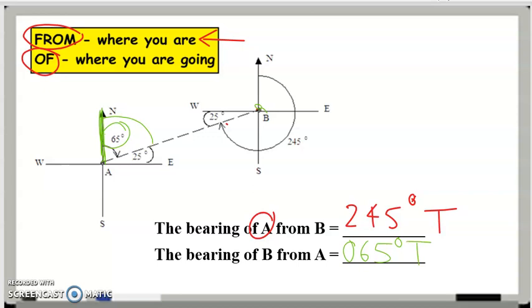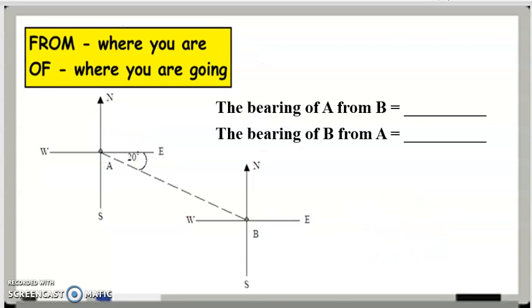Now, if you understood that, now's the time to give this question a go where you find the bearing of A from B and B from A. Otherwise, hang in with me and try and watch the next example as well. So the bearing of A from B, once again, from is where you are. So from B means I'm at B, but I want to get to A. So I'm going to turn clockwise until I get to that line there.